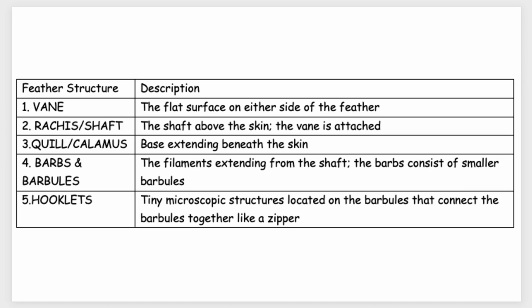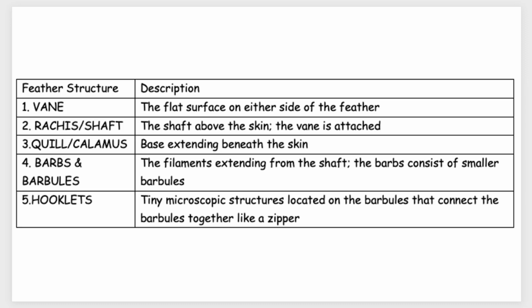I'll just read through these. You have a vane, which is the flat surface on either side of the feather. The shaft, which is above the skin, that the vane is attached to. You have the quill, which is the base extending beneath the skin. Then you have barbs and barbules, which are filaments extending from the shaft, and the barbs consist of smaller barbules. I'll show you all an image of that.